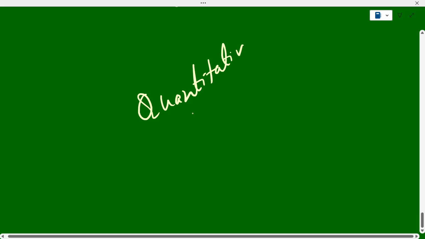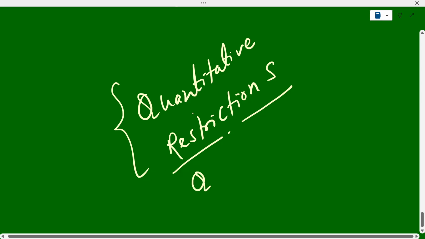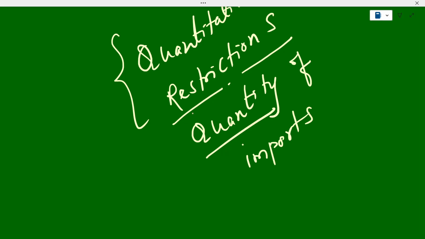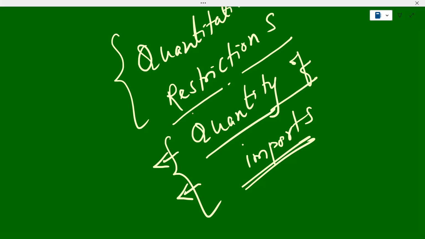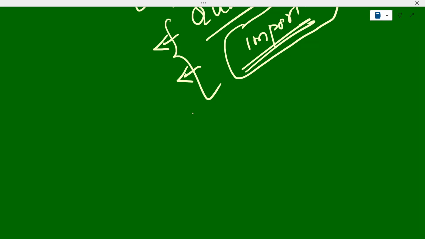Quantitative restrictions. So as the name suggests, ये reforms quantity के लिए थे, quantity of imports. So especially here, the main target area was the imports which needed to be reduced in order to protect the domestic industry. So the question comes, why did the domestic producers need to be protected?